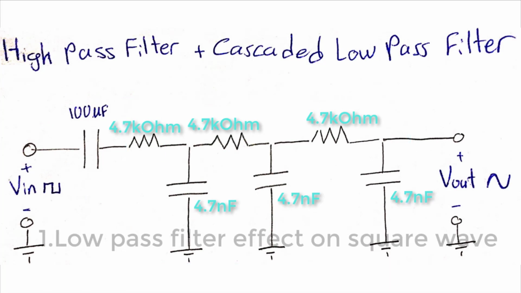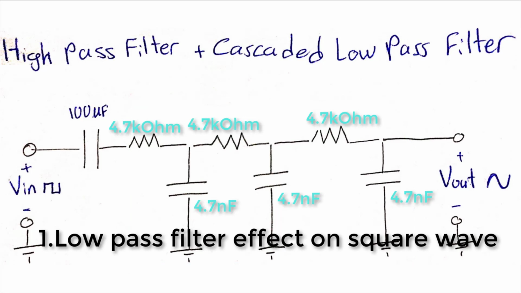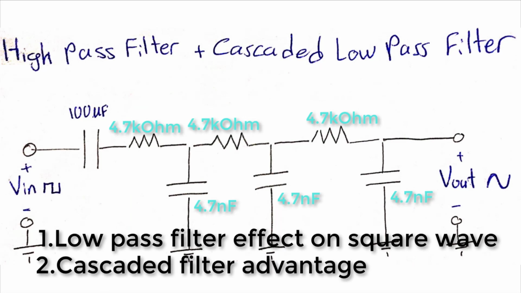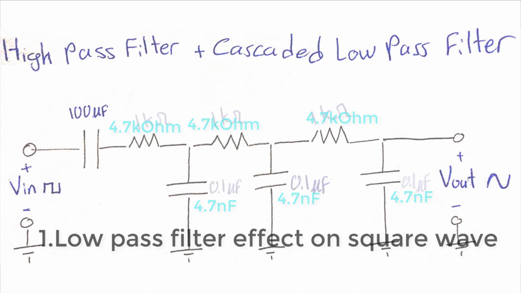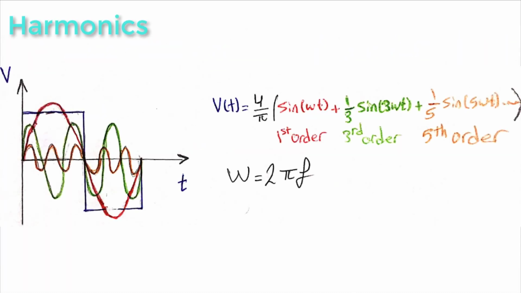But hold on, what would a low-pass filter do to a square wave signal? And why would I build a cascaded low-pass filter network? Well, let me tell you by answering the first question first. A square wave signal is actually composed of many sine waves, and they are called harmonics.